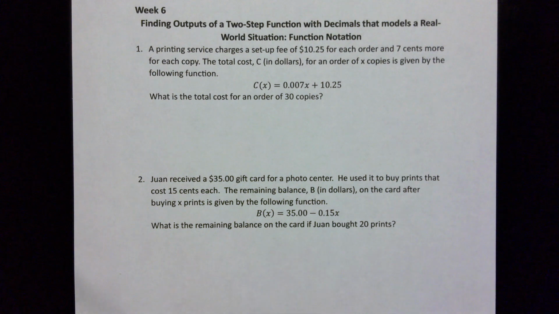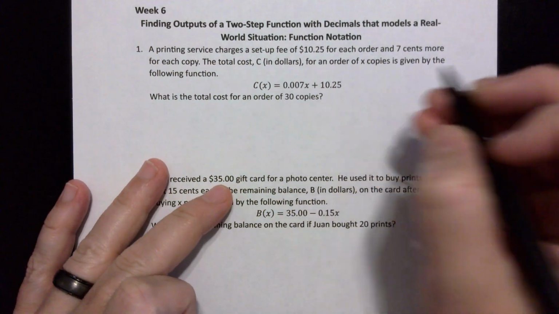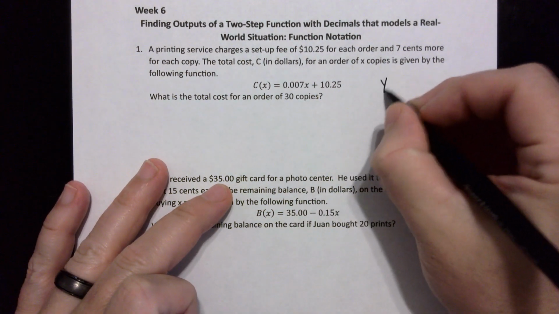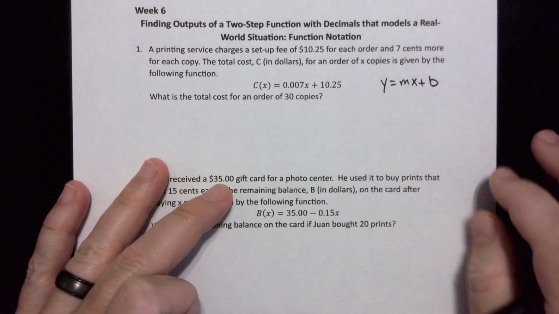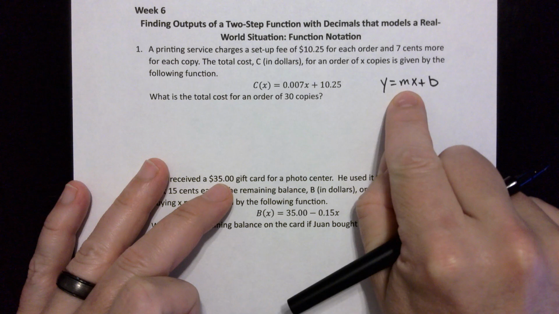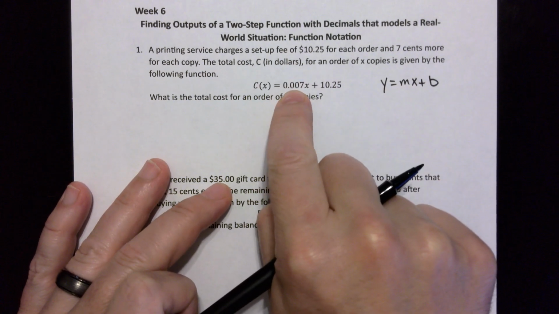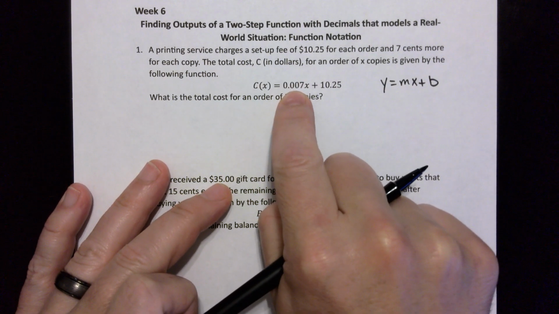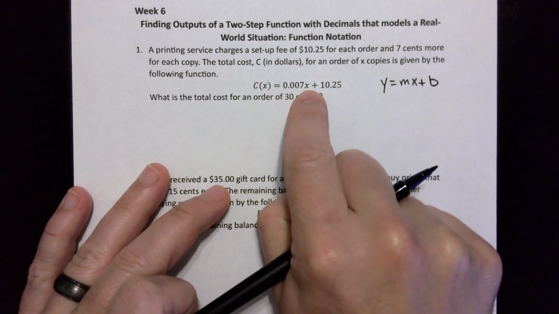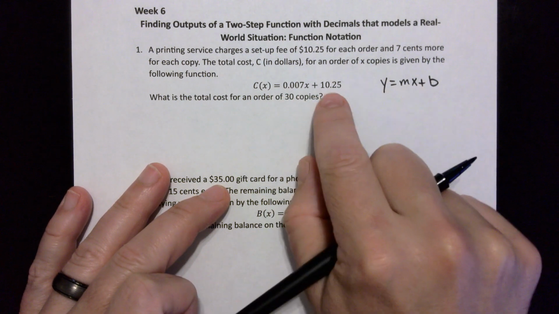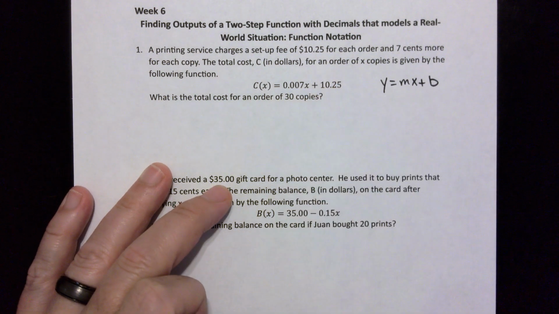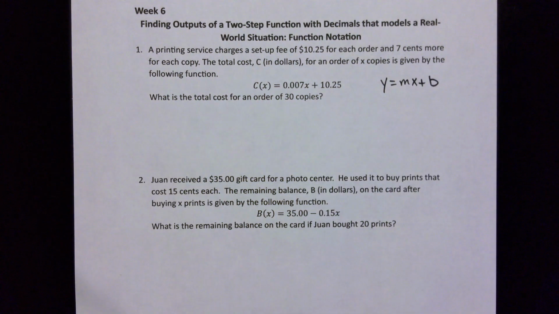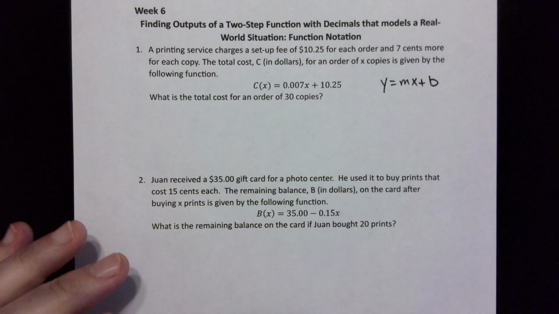This is, first of all, a linear function, of the form y equals mx plus b. The number in front of the x is the slope. It's how much it increases or decreases every time x goes up or down. And then the y-intercept is the 10.25, and that is your starting cost. So the question asks us to find the total cost for 30 copies.